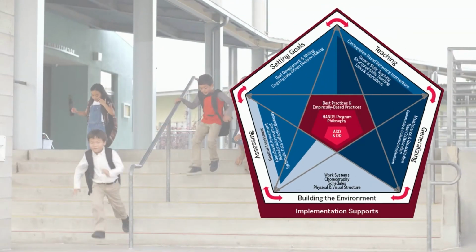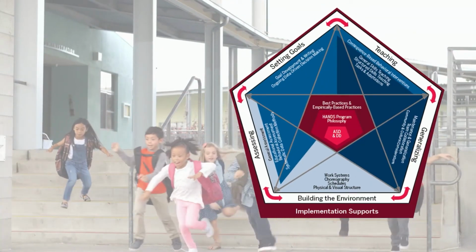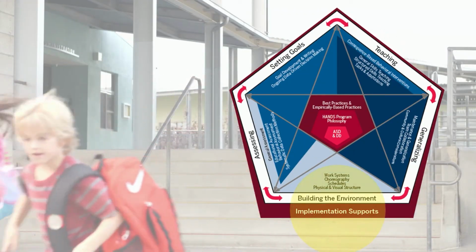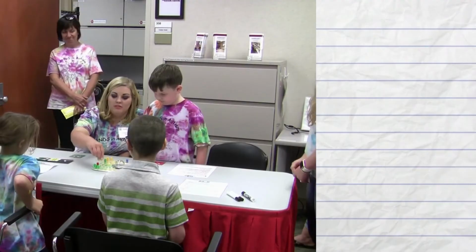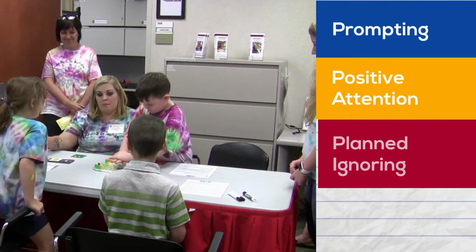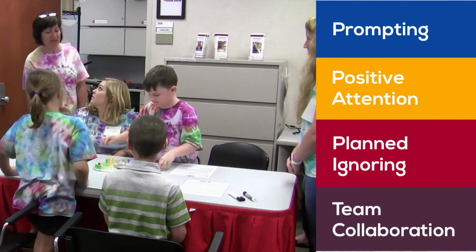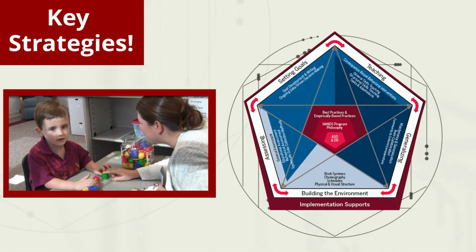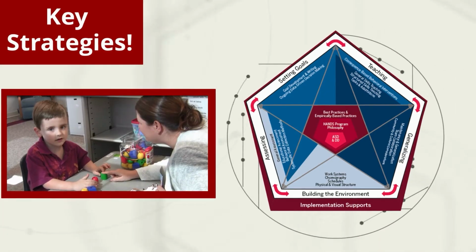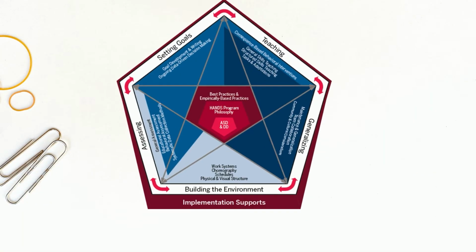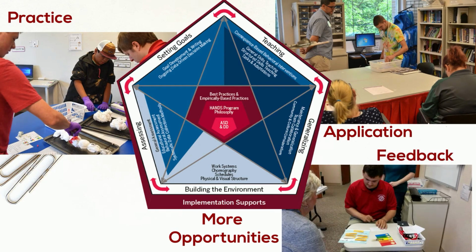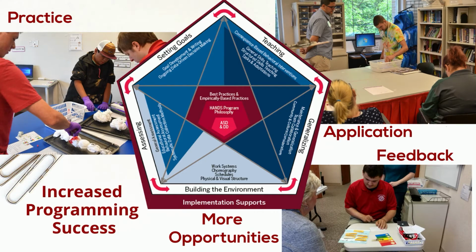The full training curriculum and framework of the model are reinforced, supported, and maintained with implementation supports that surround the house. These strategies include prompting, positive attention, planned ignoring, and team collaboration. These common strategies are introduced early in our training, because they are key to all other lessons. Each is covered more fully in later house modules, but early introduction allows us to increase opportunities for practice, application, and feedback, and as a result, to increase the success of any programming.